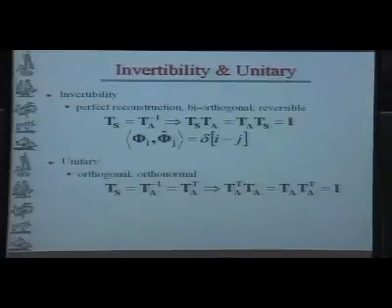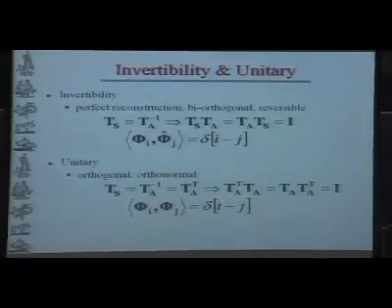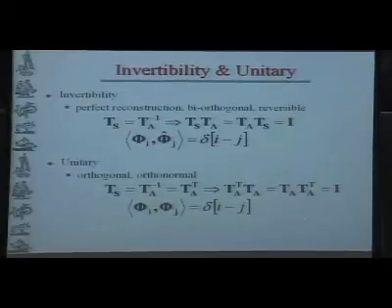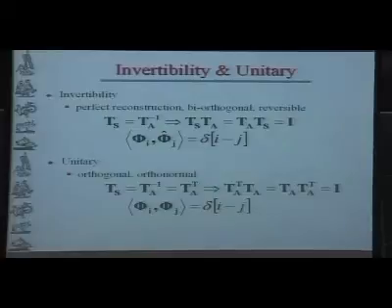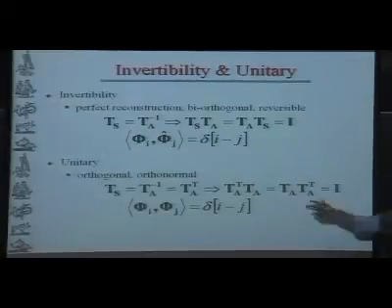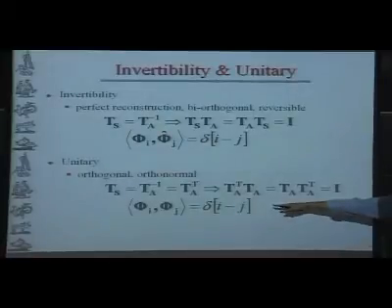For a unitary or orthonormal transform, the transpose is the inverse. In that case, you don't have the hat anymore. All you have to do is phi i dot product with phi j gives you delta i minus j. So the Fourier transform has this property. The discrete cosine transform has this property. The discrete sine transform has this property. Some of the wavelet constructions that we talk about in the other course have this property. For example, the Haar wavelet has this property.